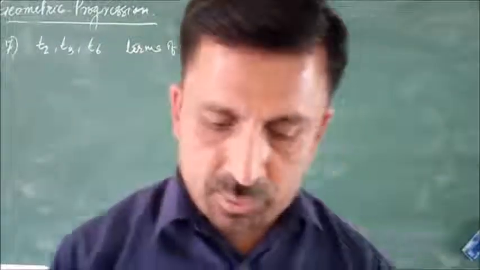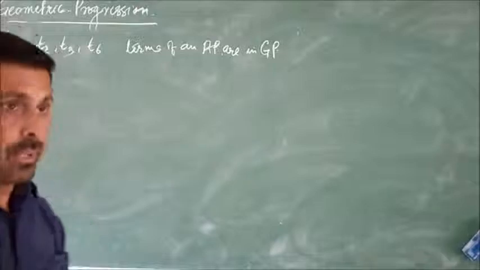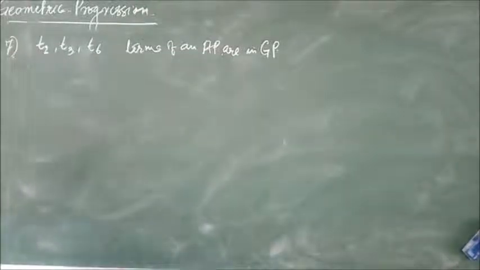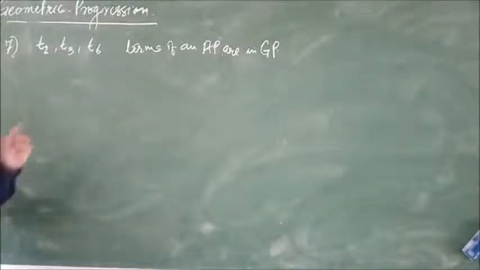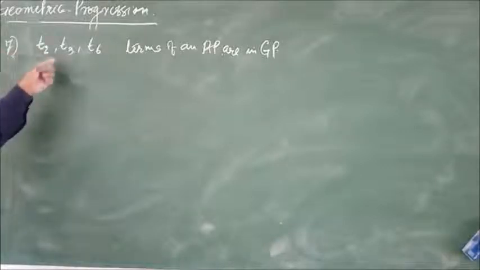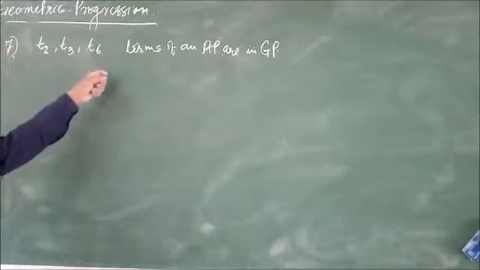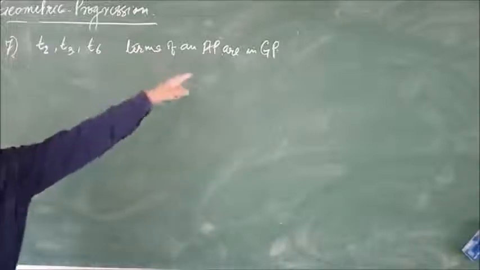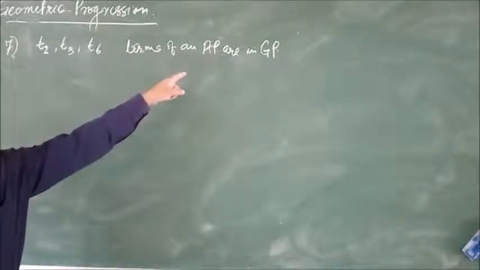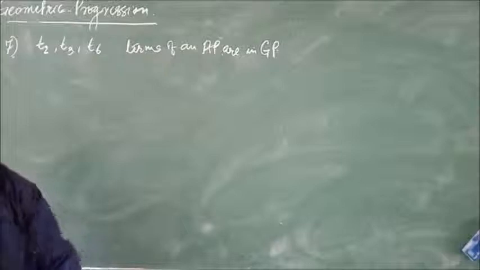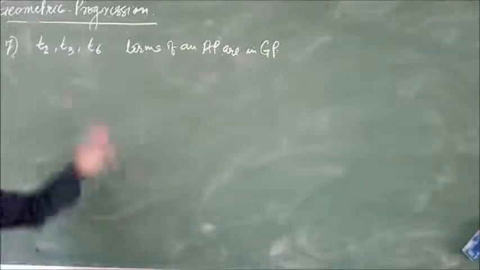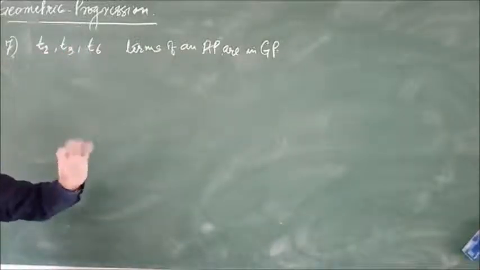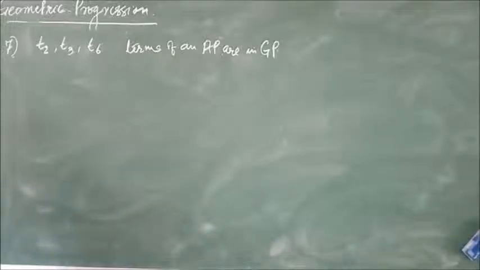Next question we have is question number 7. Now look at the board. What question number 7 says is that the second term, third term and sixth term of an AP are in GP. Actually these are three terms of an AP, but when arranged, it was found to be in GP. If this is so, find the common ratio.